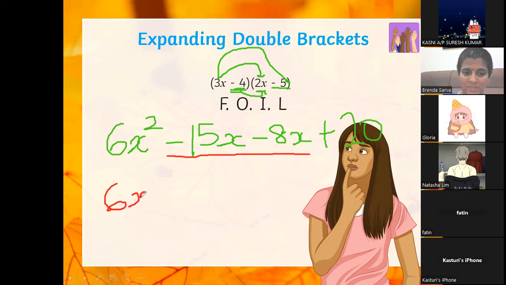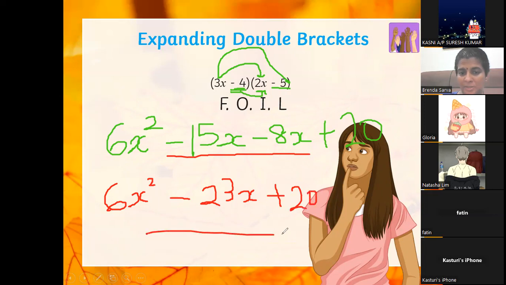This one you keep 6x squared. Negative 15 minus 8. So go down the number line further, you get negative 23x. If you don't know, take your calculator, write negative 15 minus 8, and then plus with 20. That's your answer. At this point, the questions just get challenging because of the negatives. That's it.